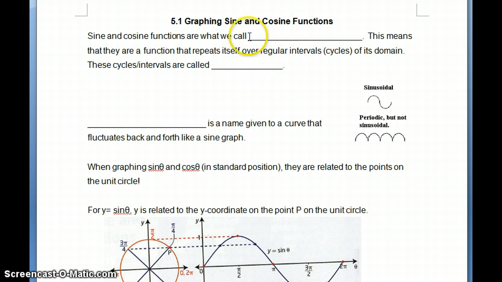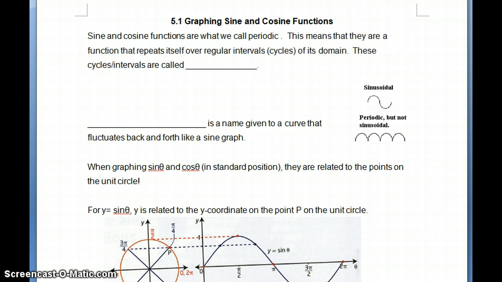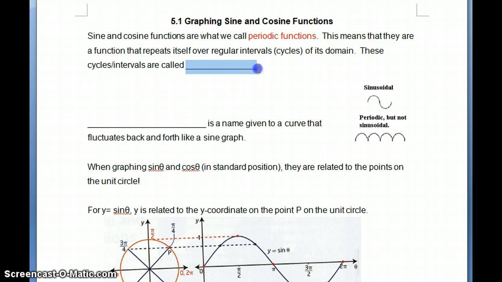To start, we're going to be looking at sine and cosine functions, and these are what we call periodic functions. This means that they are functions that repeat themselves over regular intervals or cycles of their domain. These cycles or intervals that we're going to be looking at are what we call periods. This is just one cycle, one interval.